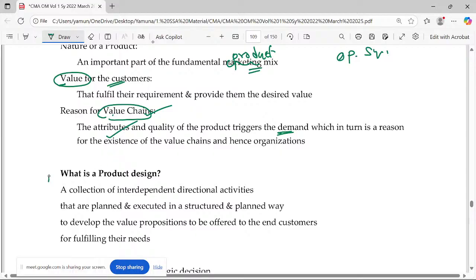So what do you mean by product design? I request to highlight this heading. This is a normal heading, the first one. This one is quite important. What is product design? Let me go word by word.